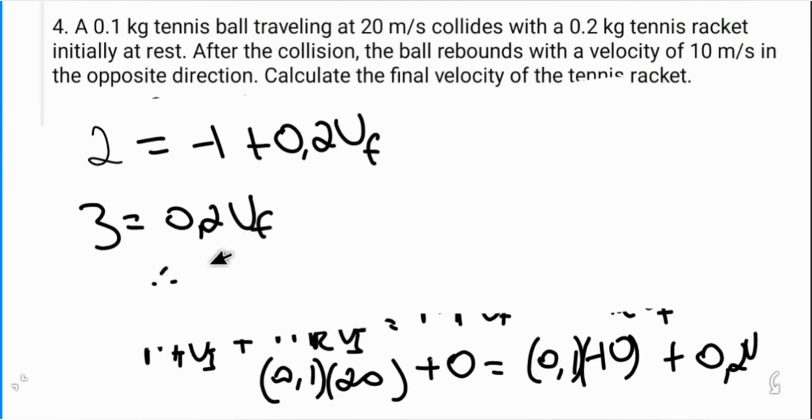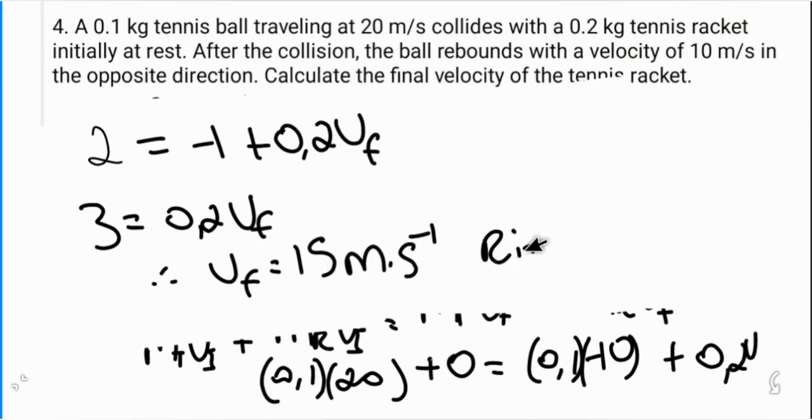Therefore, if you divide both sides by 0.2, 3 divided by 0.2, the final velocity of the racket after the collision with the tennis ball is going to be 15 meters per second to the right, since it's positive.